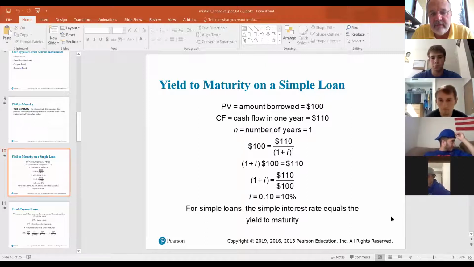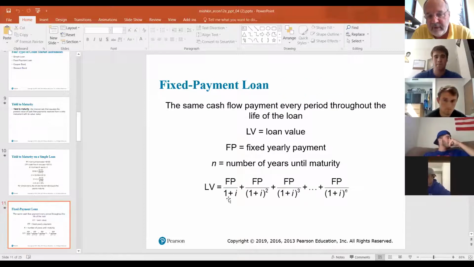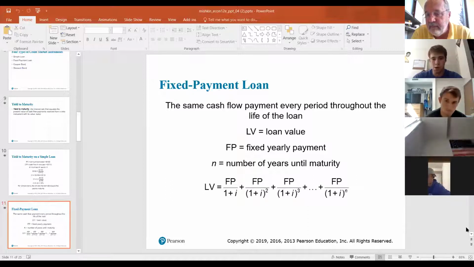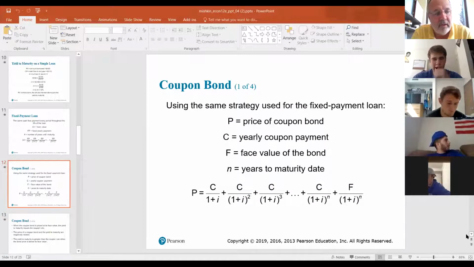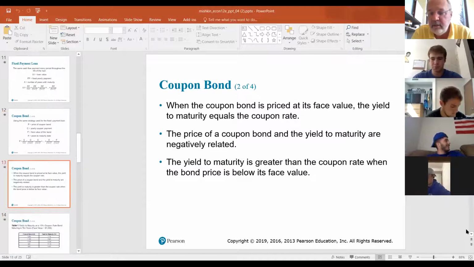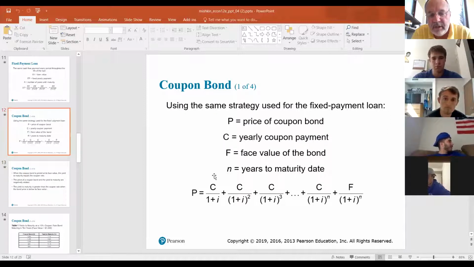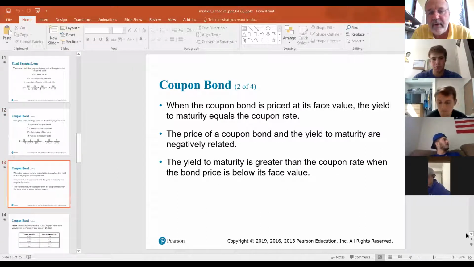So we talked about a simple loan at 10%. Fixed payment loan, right? You make a fixed payment each year, discounted back to today. Okay. We have a coupon bond. A coupon bond pays coupons each year. At the end of the maturity, you collect your last coupon and the face value of the bond. When the coupon bond is priced at face, the yield equals the coupon rate. The price of the bond and the yield to maturity are negatively related.